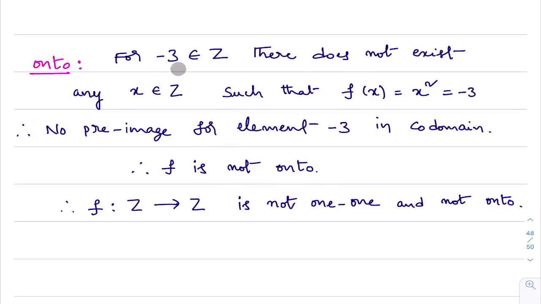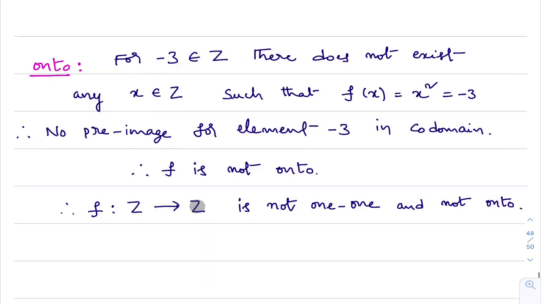First, I'll take one element in the codomain set. What is the codomain set? The codomain set is Z. So I take minus 3. Is minus 3 an integer or not? Yes, minus 3 is an integer. Not only minus 3, minus 2, minus 1, all work here. But I just consider minus 3. It's not compulsory for you to write minus 3 also. I found that there is one example which is not satisfying the onto condition. What is that? I took one integer in the codomain set.